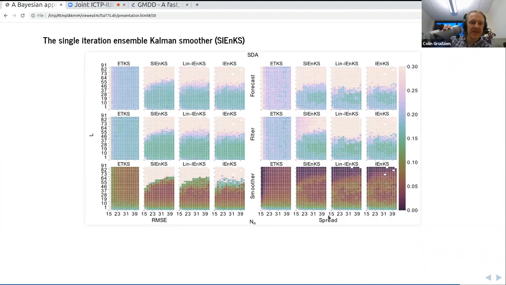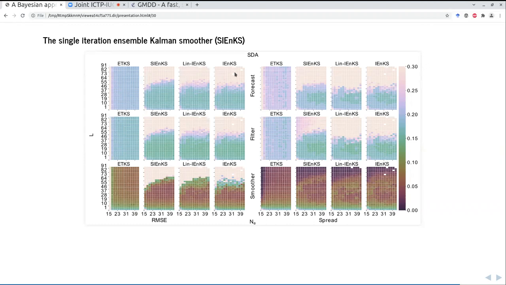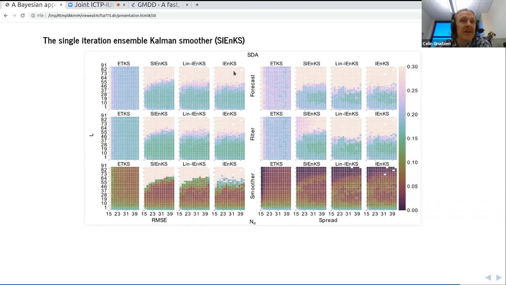Now, let's go into some actual numerical results. I think we're doing well on time. What we're looking at here are simulation results for the 40-dimensional Lorenz 96 system, where we are viewing the forecast, the filter, and the smoother statistics for each of the traditional ensemble Kalman smoother using the right transform analysis, the SI-ENKS, and the Lin-IEnKS, which is formally equivalent to the 4D LETKF of Hunt and others. This is the same 4D IEnKS, but it only uses a single iteration of the cost function. And then this is the fully iterative 4D cost function, where it's allowed to make multiple passes of the ensemble simulation over the data assimilation window.